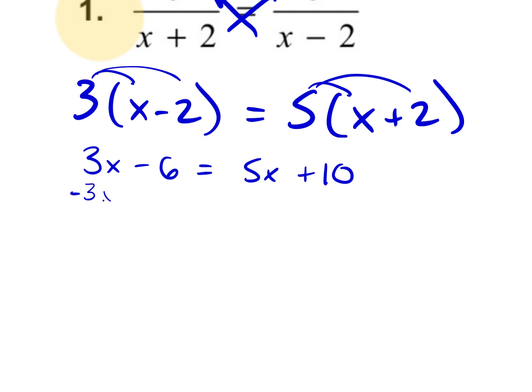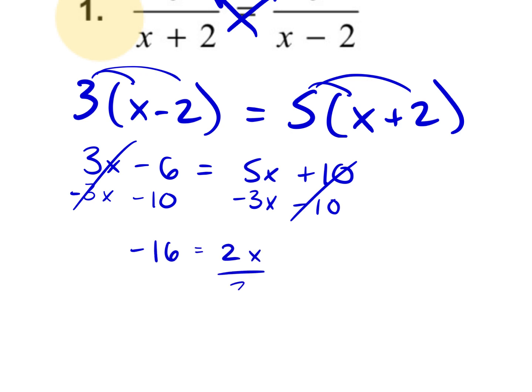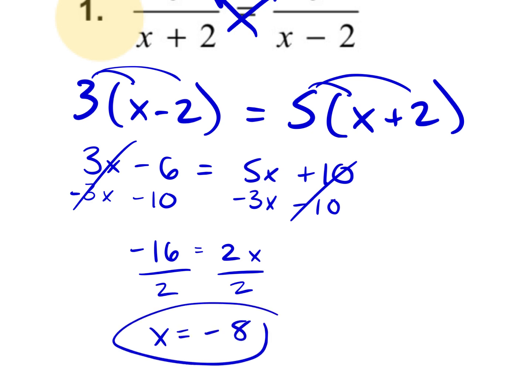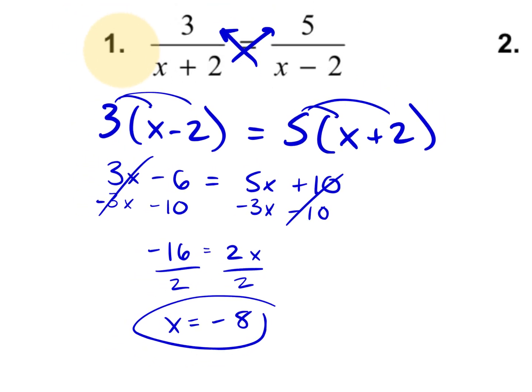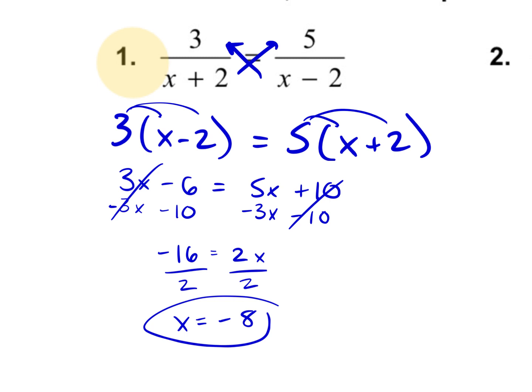Then we want to combine our like terms, so I'm going to subtract 3x, moving our x's to one side, and move the constant numbers to the other, so subtract 10. We get negative 16 is equal to 2x, and then divide by 2. So x is equal to negative 8. It's always a good habit to check when you plug them in. Negative 8 plus 2 is not 0, so we're good there. And negative 8 minus 2 is not 0, so we're good there.